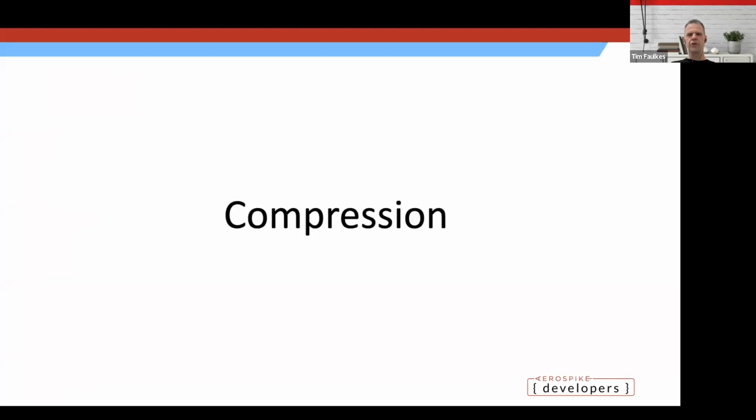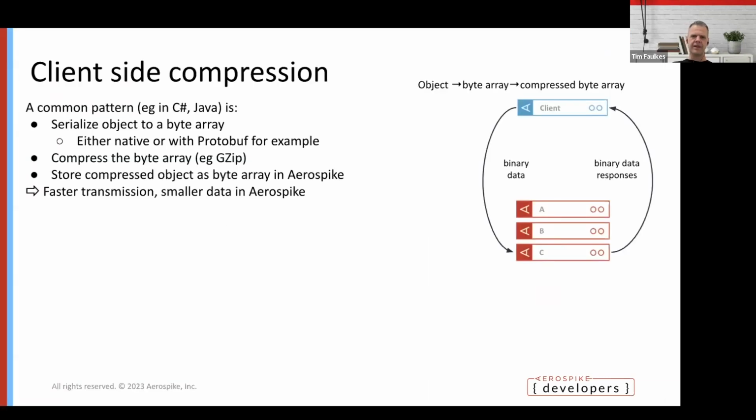So the first one I want to talk about is compression. What I very commonly see is that people want to minimize the amount of network traffic between the client and the database and the amount of data stored in the database. Now, this is a very common pattern I see where they say, I've got my object, and it might be a Java object, it might be a C# object or a Python object or whatever. And the first thing they need to do is they want to serialize it. They want to turn it into a binary representation.